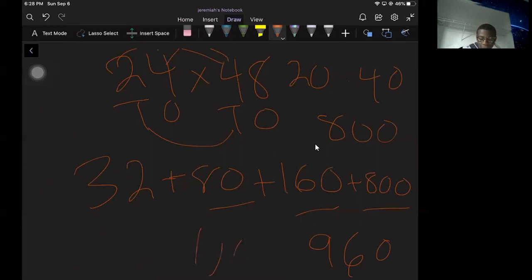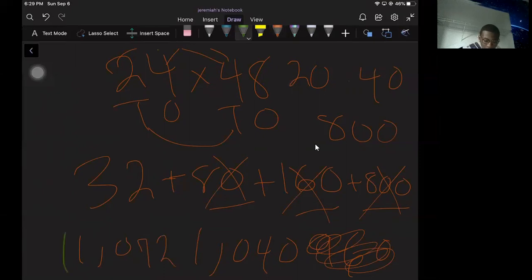So now we've done this, done this, done this, and we can get rid of this. Plus 32, which gives us a total of 1,072. That right here is our answer. That's the answer. Now, that's the second practice.